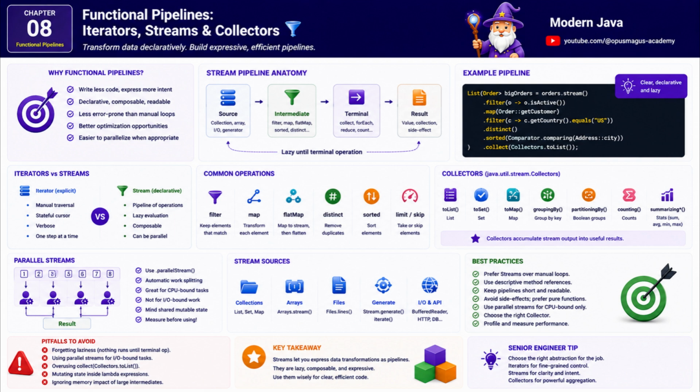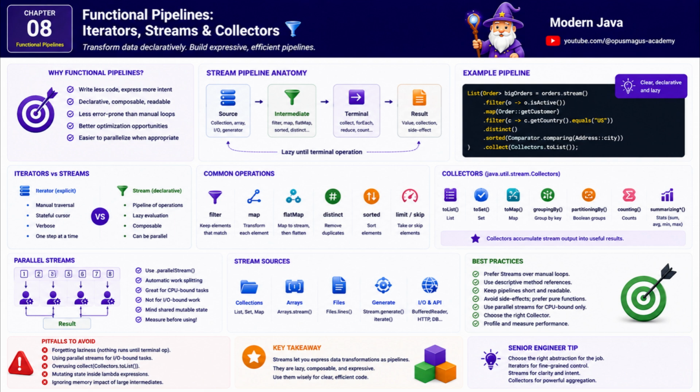The right collector matters. toList is simple when you only need a list. toSet removes duplicates. toMap is powerful but requires care around duplicate keys. groupingBy is ideal when many elements belong under the same key. partitioningBy is useful when the classification is binary. Custom collectors exist, but they should be used carefully because they can be harder for teams to understand.